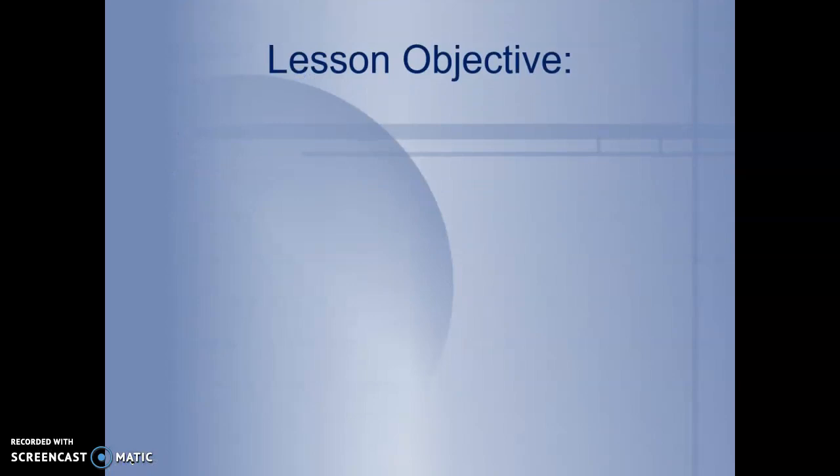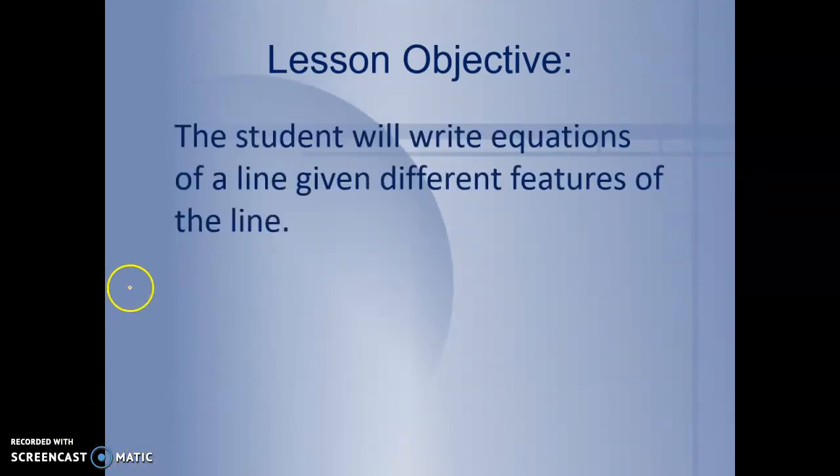Our lesson objective for today is this. You, the student, will write the equations of a line given different features of the line. We know that the features of a line include the slope, represented with m, the intercepts. We have both a y-intercept and an x-intercept.